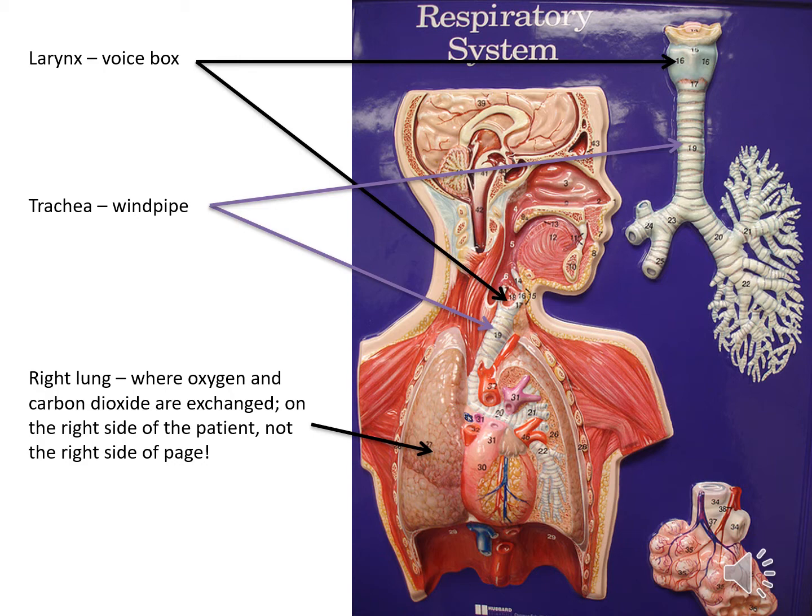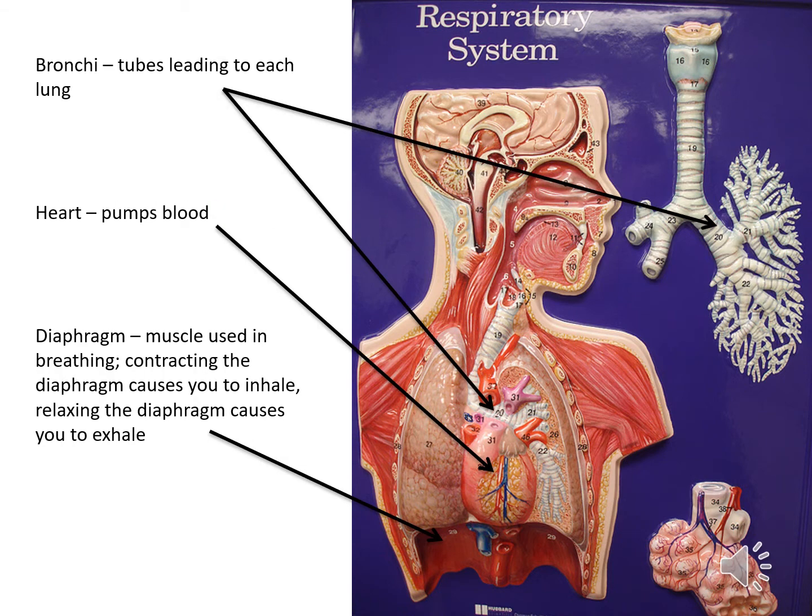Figure 9.1 does have the right lung labeled. The right lung is on the right side of the patient, not the right side of the page. The left lung has been removed on the picture so that you can see deeper structures. The lungs in general are where oxygen and carbon dioxide is being exchanged. But honestly, I wasn't really going to ask you if that's a right or a left lung. It's a lung. We'll go on with life.